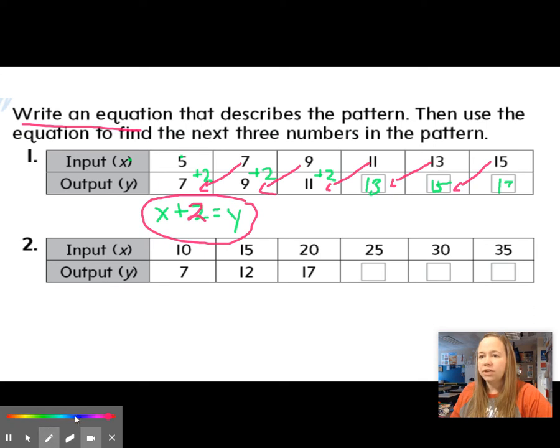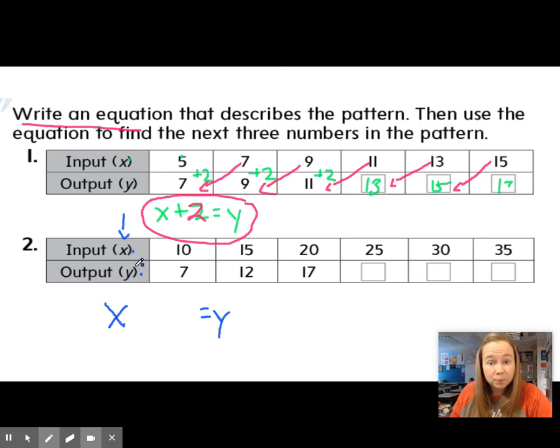Let me get a different color here. Let's do blue. Okay, so x and something happens and it equals y. It's not always x and y, but in these 2 problems it is because they gave me x and they gave me y. So 10, what happened to get to 7? It's either subtraction or division because the numbers are getting smaller, right? It has to be subtraction because 10 divided by nothing equals 7, well, evenly. So minus 3.